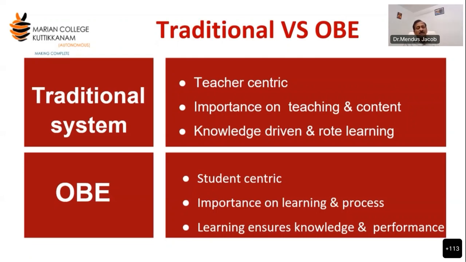Then in the OBE, we have more importance on learning and process. So more learning happens in the OBE system, and processes are also there. Then the traditional system is knowledge-driven and rote learning. Mostly rote learning is happening in the traditional system, whereas in the OBE, learning ensures knowledge and performance.